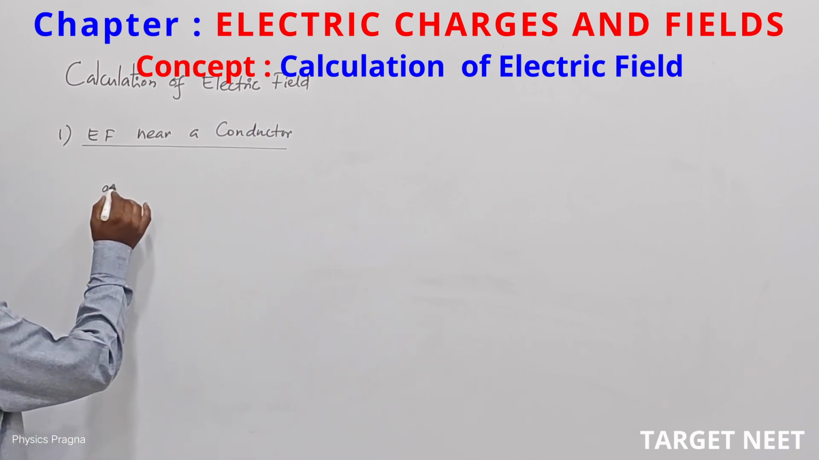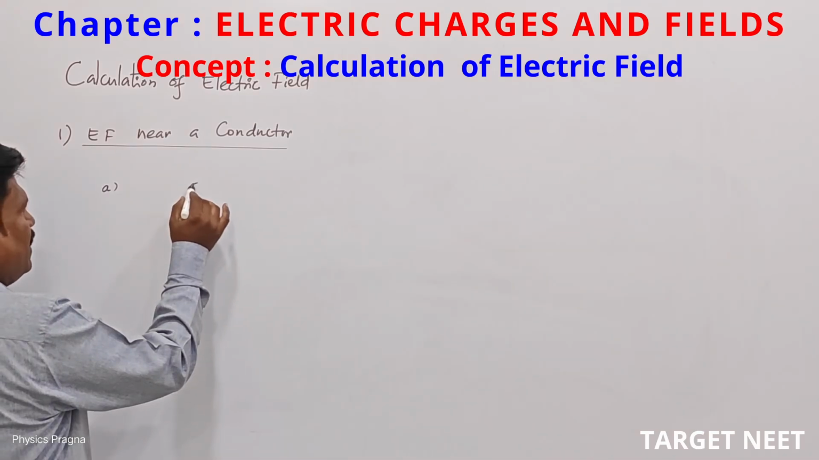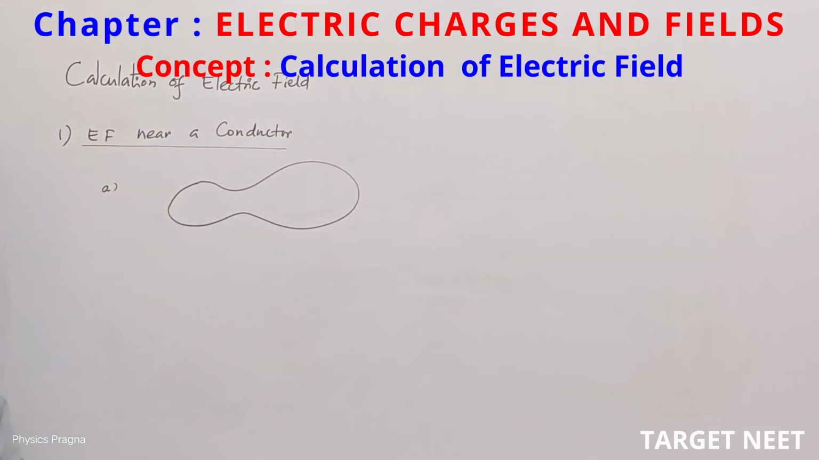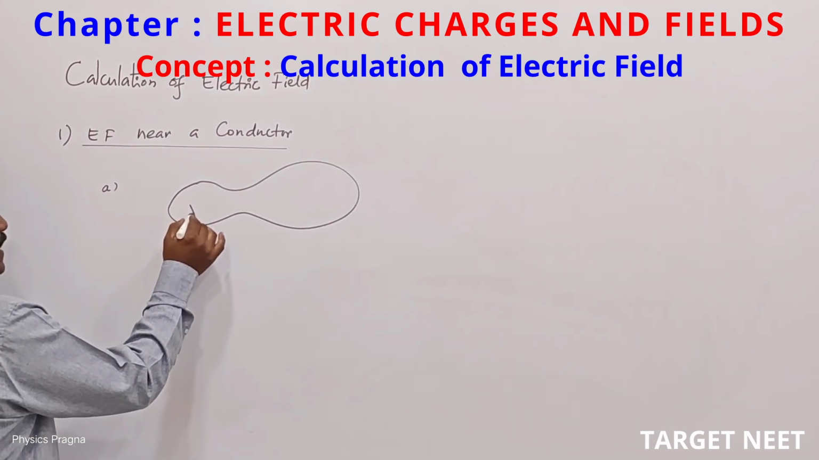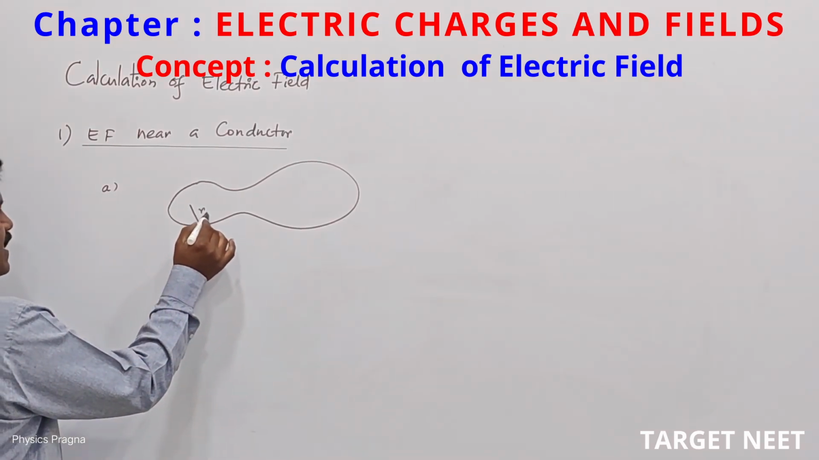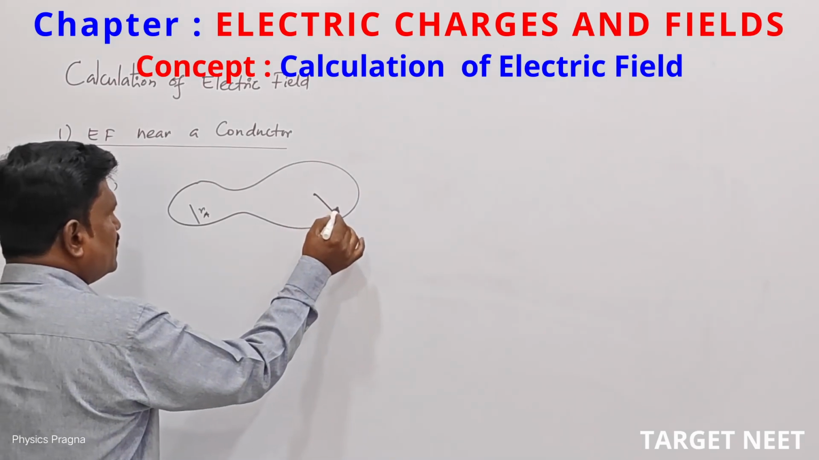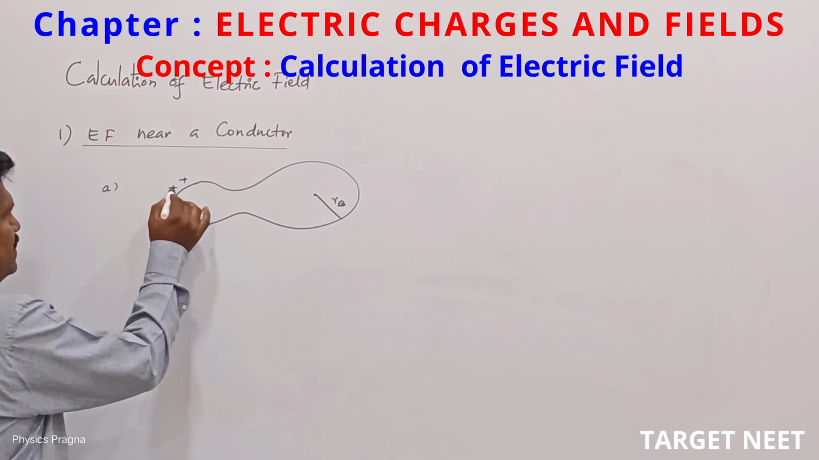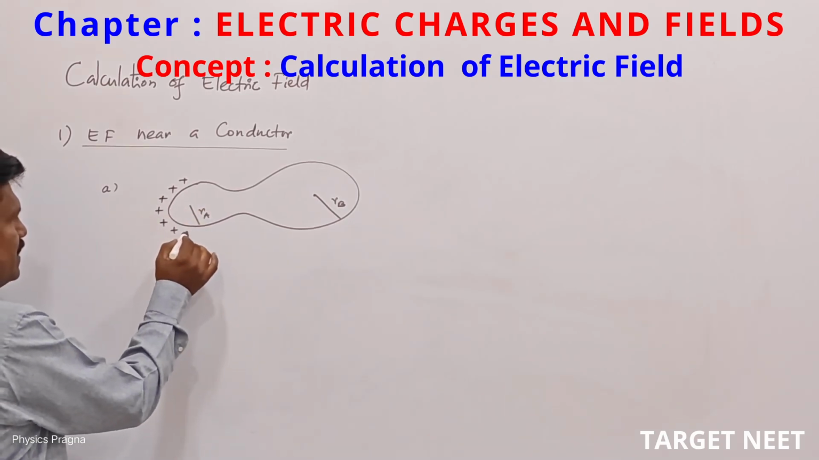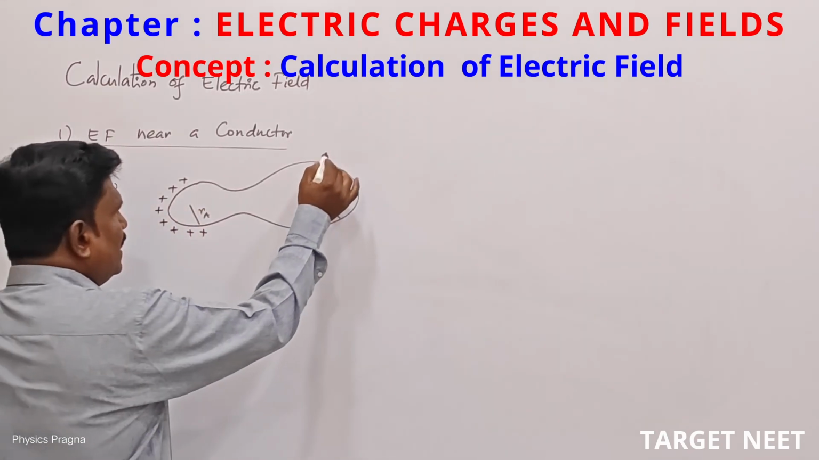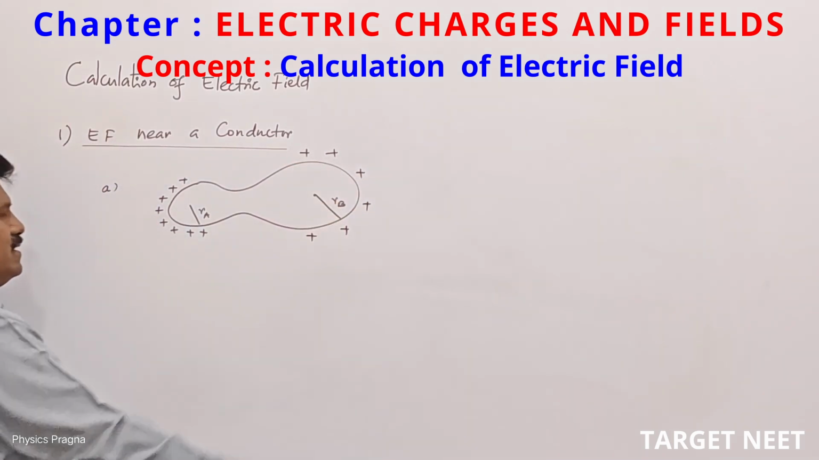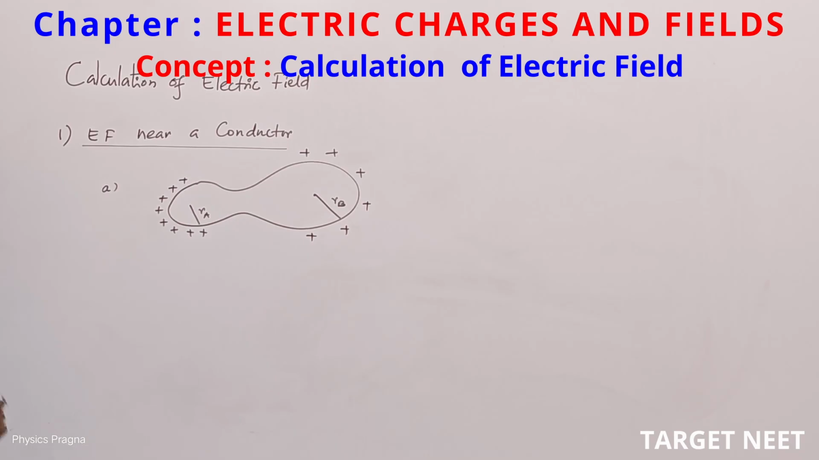Let us take a non-uniform body like this. Here the radius of curvature of this part is RA and the radius of curvature of this part is RB. We know it. More charge will accumulate wherever the radius of curvature is less. Less charge will accumulate wherever the radius of curvature is more. So we calculate surface charge densities in this case.